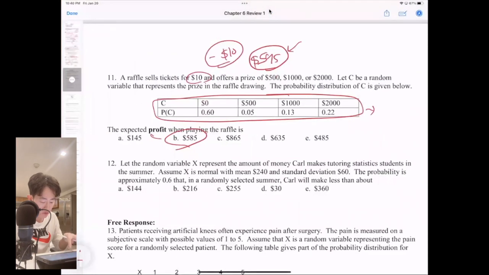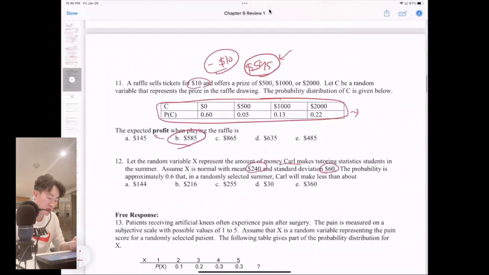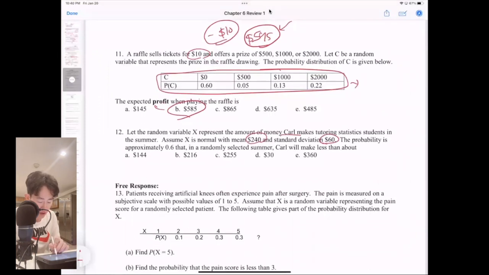All right, number 12, let the random variable x represent the amount of money Carl makes tutoring statistics. X is normal. They gave you the mean and the standard deviation. The probability is approximately 0.6 that in a randomly selected summer, Carl will make less than about. So we want to do the percentages given, and we want to find out the value.